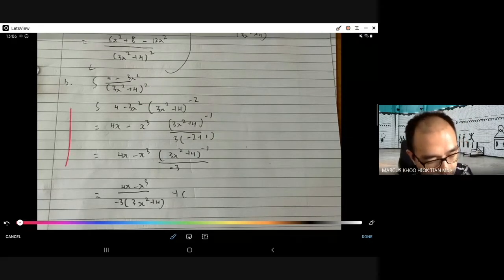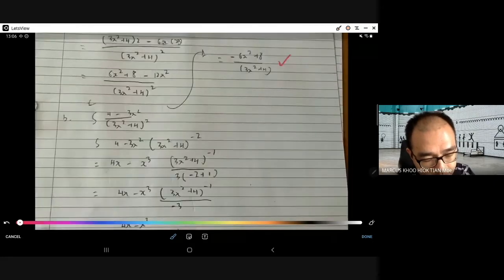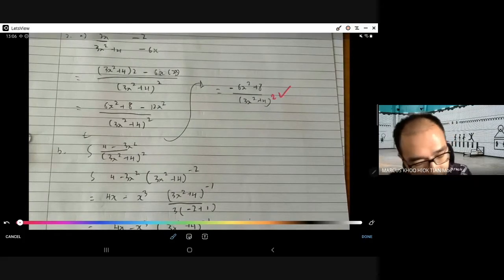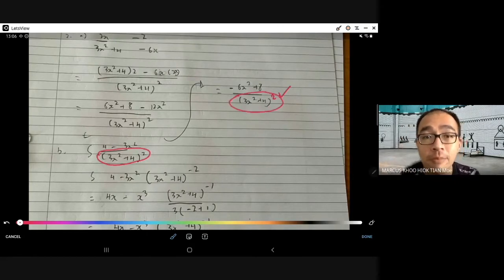If you notice, the thing that they ask you to integrate, and your final answer, there's a square here. The thing that they ask you to integrate in the final answer, there is the same bottom. And the bottom is the same. Therefore, you have to remember that differentiation and integration are opposite to one another.